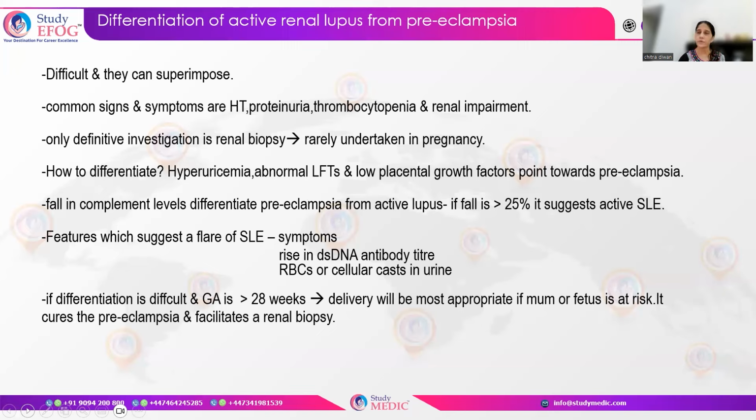Now, if it is really very difficult to differentiate between active renal lupus or preeclampsia, and if the gestational age is more than 28 weeks, it is appropriate to deliver the fetus if there are significant risks to the mother or to the fetus. What is the advantage? At 28 weeks, the pregnancy is salvageable or the fetus is viable. If the woman is delivered, it will cure the preeclampsia. And once the woman is no longer pregnant, you can go in and do a renal biopsy.